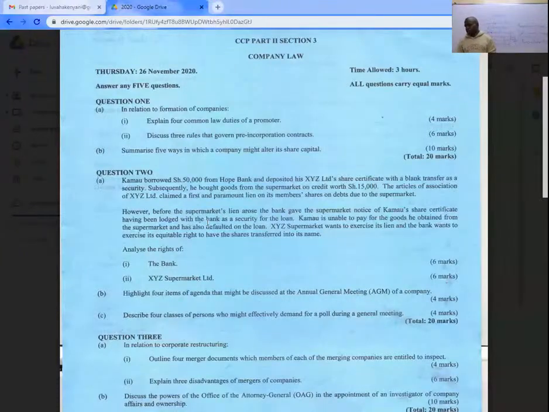Analyze the rights of the bank, and number 2, XYZ Supermarket Limited. You can see that there are two aspects coming out here. There's what we call the right of lien on the shares by the supermarket and also what we call mortgaging of shares. The supermarket in this case has a right of lien on the shares of this person known as Kamau. Also, he has used the shares as security to get a loan from the bank. So what are the rights? Analyze the rights of the bank.